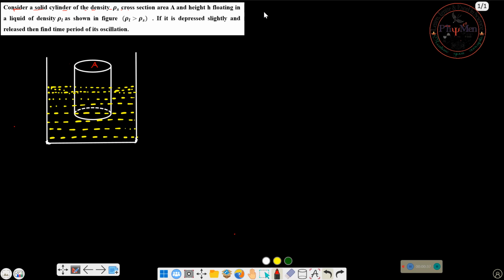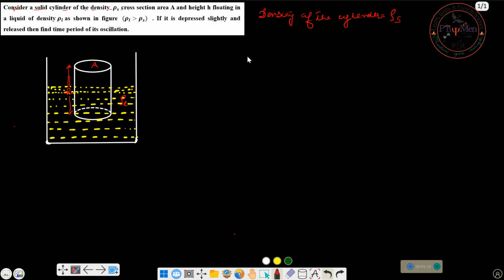The density of the cylinder is given as rho s. Cross sectional area is given as A, and height of h, floating in a liquid of density rho l. This is your height. According to the question, this will be your diagram. The density of the liquid is rho l.